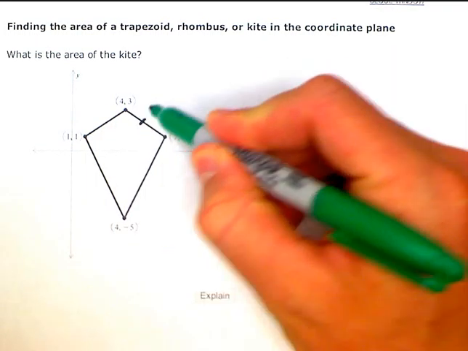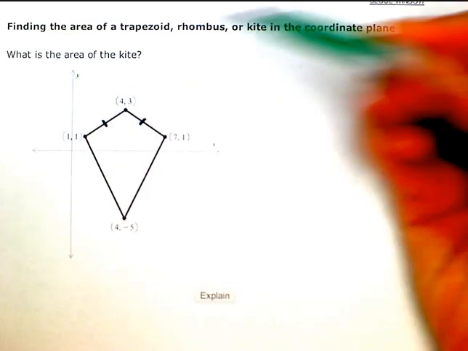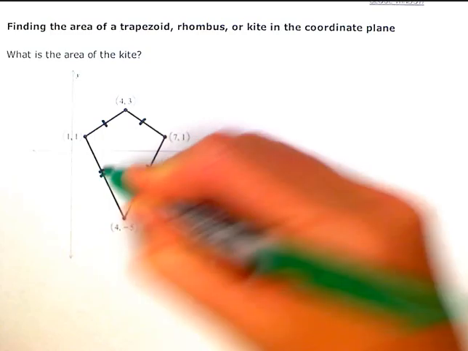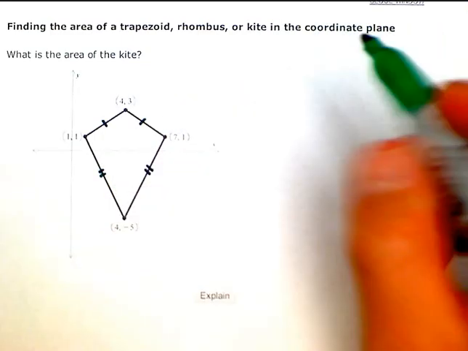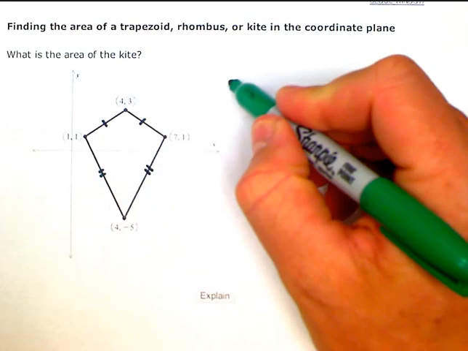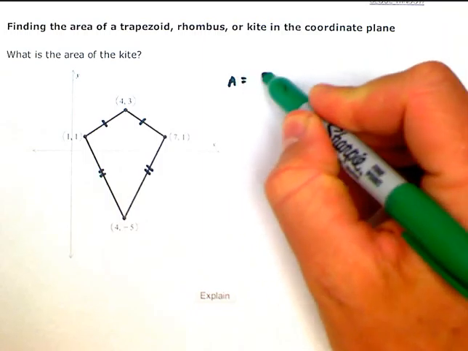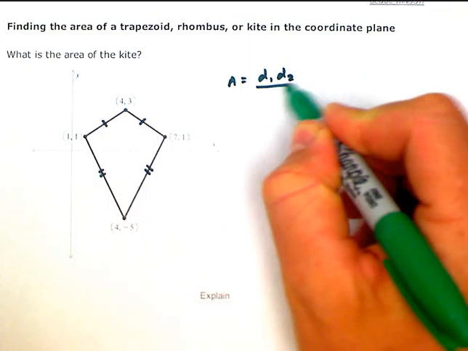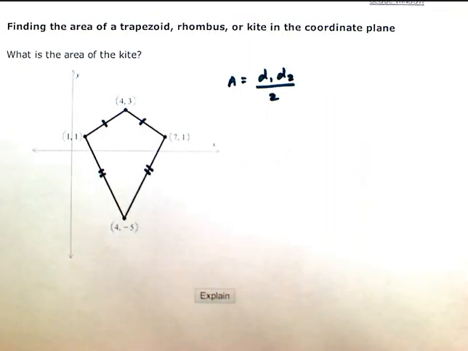So that means this side and this side are going to be congruent, and this side and this side are congruent. And the area of a kite is going to be diagonal 1 multiplied by diagonal 2, all divided by 2. So what does that mean?